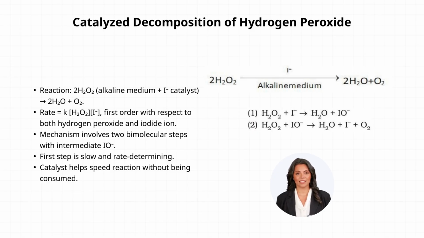The mechanism occurs in two elementary steps. First, hydrogen peroxide reacts with iodide ion to produce water and IO intermediate. This step is slow and controls the overall rate. Then IO rapidly reacts with another peroxide molecule to regenerate iodide and release oxygen gas. Isn't it fascinating how the catalyst cycles, never consumed? Think of it like a helpful assistant speeding up tasks without tiring. Now take 20 seconds to think. Why is identifying the slow step crucial in understanding reaction kinetics?